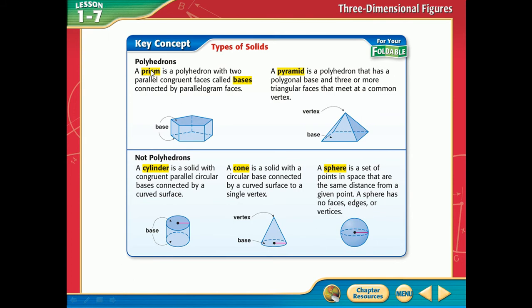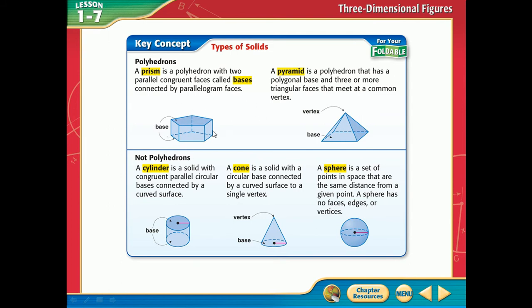So let's talk about this. This is what I'm more concerned about. A prism. What is a prism? Well, it's a polyhedron, which we talked about. It's got two parallel congruent faces, and they're called the bases. Look at this top right here. It's a flat surface, isn't it? Look at the bottom. It's parallel to it, which means the sides go straight up. They don't slant, do they? It's flat on the top, flat on the bottom, and those are called the bases. And so the whole thing is called a prism.